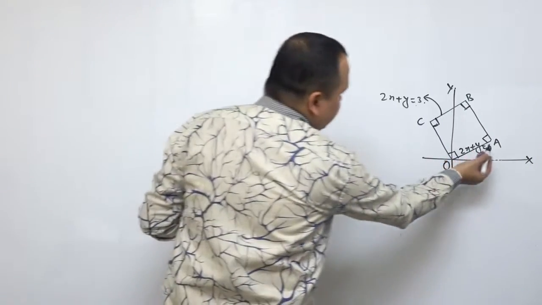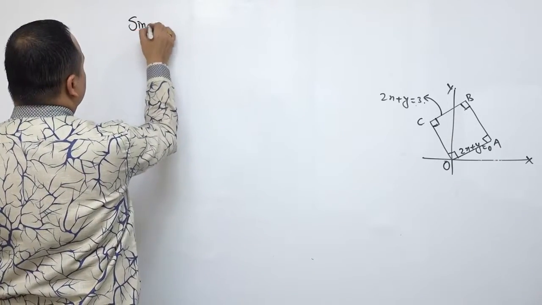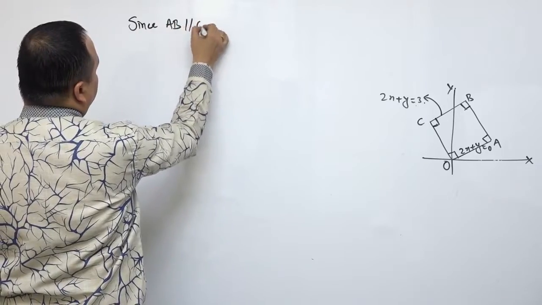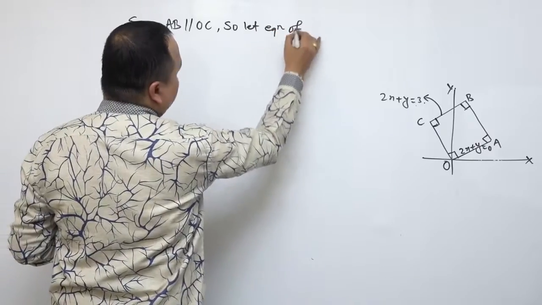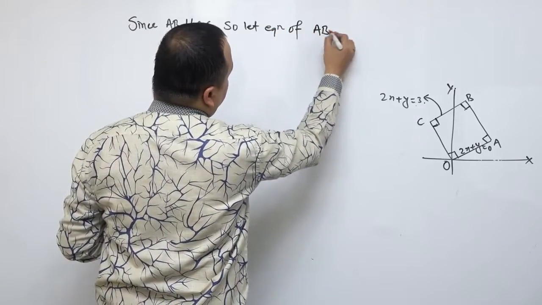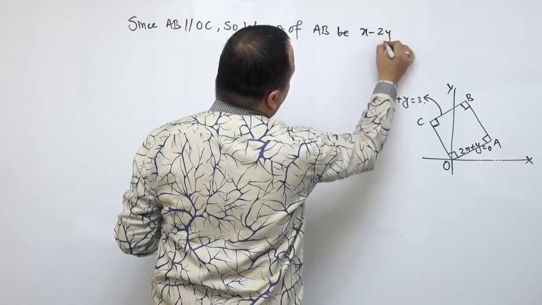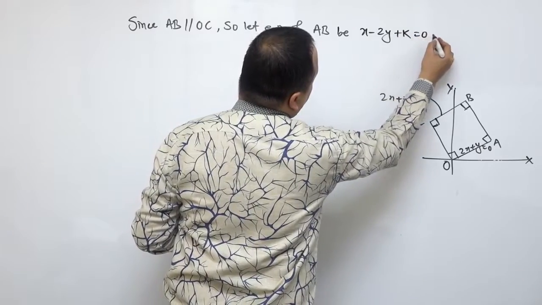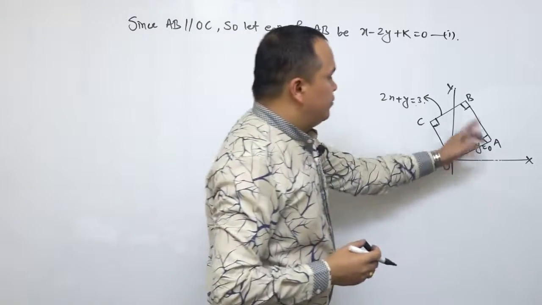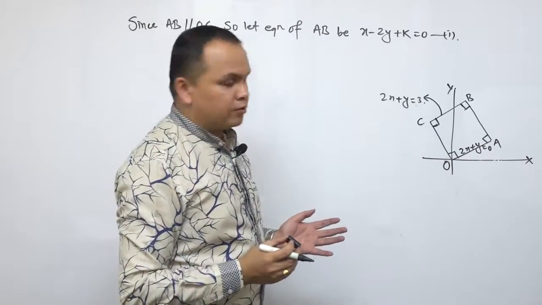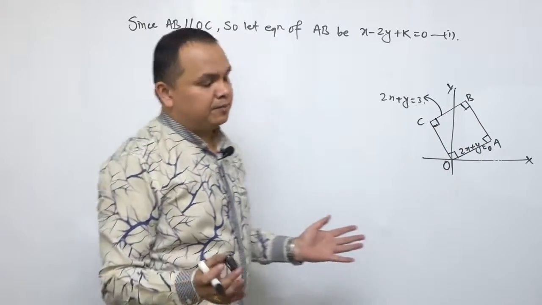Since AB is parallel to OC, let equation of AB be x minus 2y plus k is equal to 0, equation 1. Since OABC is a square, OA is equal to AB is equal to BC is equal to OC. All sides are equal.